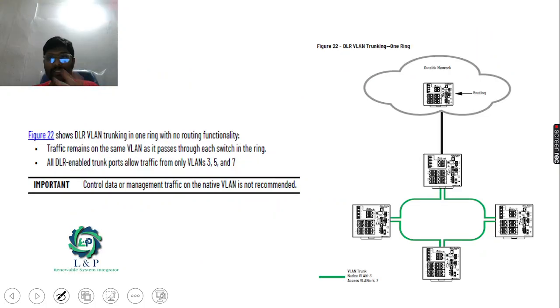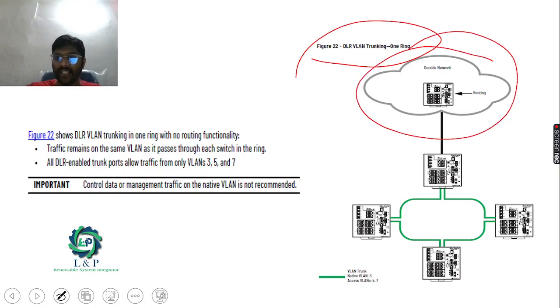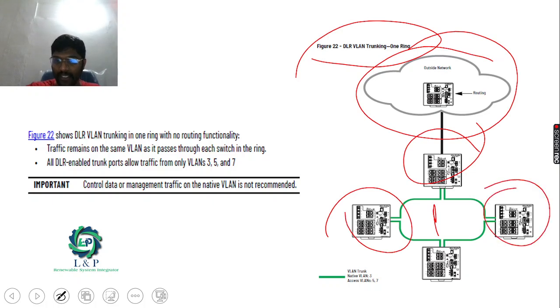This is a simple example of a DLR VLAN with a single ring. As you can see here, we have only one ring. Many switches are there, but still we have two different VLANs. We are using the VLAN as a trunk.